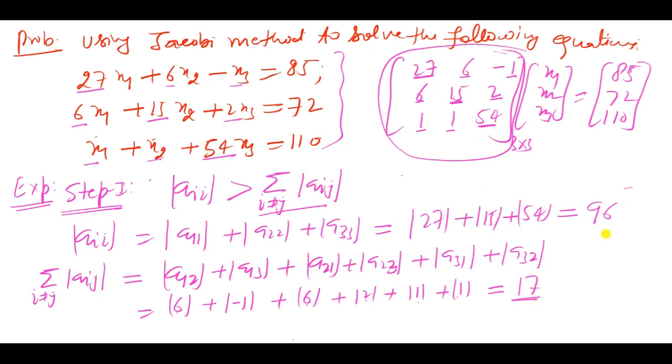So here in that case |a_ii| is 96, which is greater than 17. So this is the condition of strictly diagonally dominant, and if this condition is fulfilled, then the Jacobi iteration method is applicable. In other words, we can check that the mod of the coefficient of x1 should be greater than the mod of the coefficient of x2 plus the mod of the coefficient of x3.